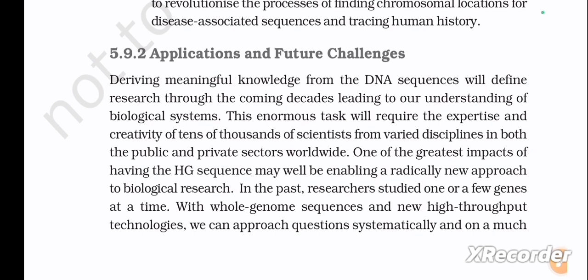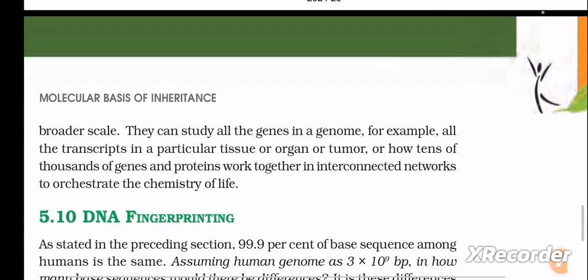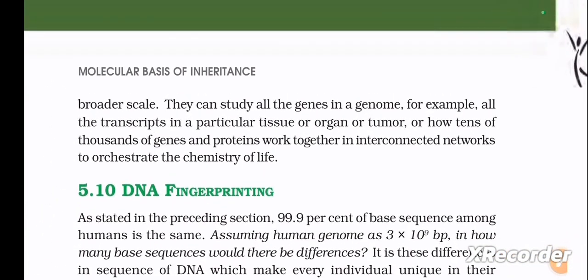One of the greatest impacts of having the HG sequence may well be enabling a radically new approach to biological research. In the past, researchers studied one or a few genes at a time. With whole genome sequences and new high throughput technologies, we can approach questions systematically and on a much broader scale. They can study all the genes in a genome, for example, all the transcripts in a particular tissue or organ or tumor, or how tens of thousands of genes and proteins work together in interconnected networks to orchestrate the chemistry of life.